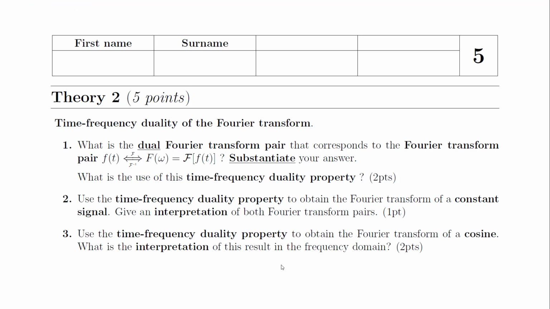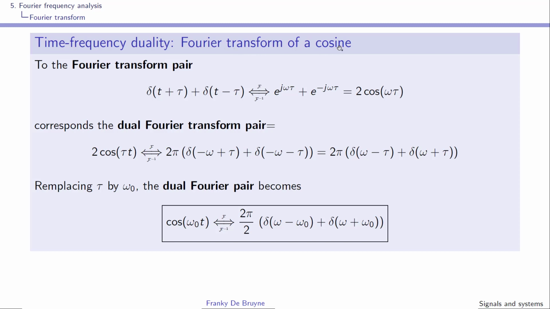Finally, we can have a look at the third part of the question, where you have to use this duality property to obtain the Fourier transform of a cosine signal and then give the interpretation of the result in the frequency domain. In order to find the Fourier transform of a cosine, we'll first need to construct a Fourier transform pair with, at the right hand side, a cosine. Right here we have a function of frequency, and this function over here is the Fourier transform of this time domain signal over here. So how can we find this?